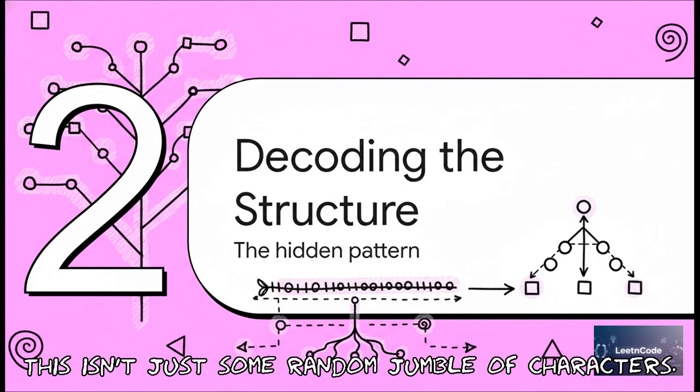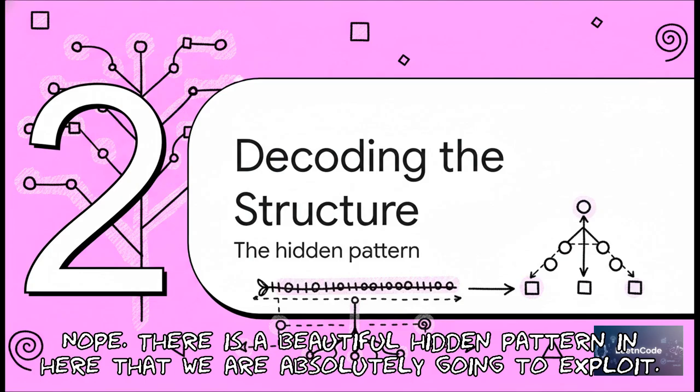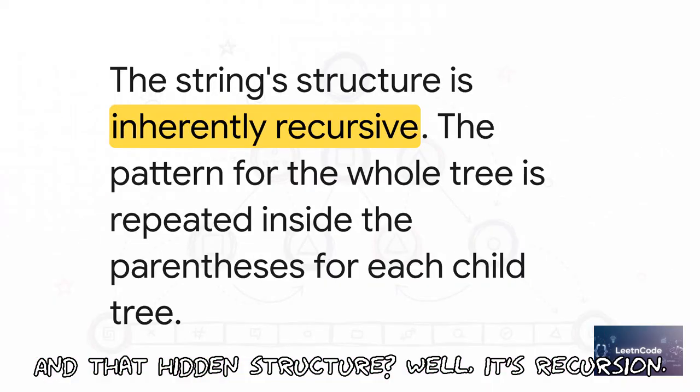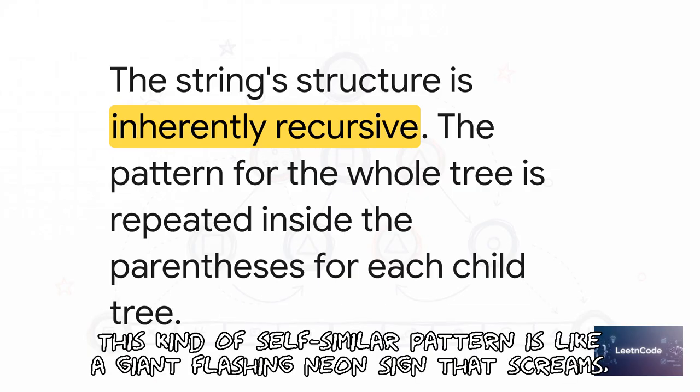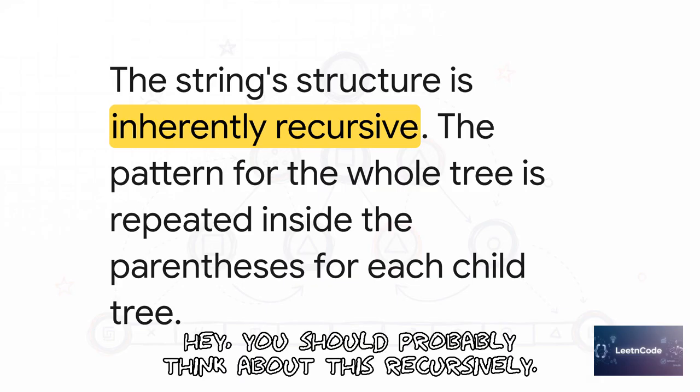This isn't just some random jumble of characters. Nope, there is a beautiful hidden pattern in here that we are absolutely going to exploit. And that hidden structure, well, it's recursion. Think about it. The pattern for the entire tree is repeated inside the parentheses for every single child tree. This kind of self-similar pattern is like a giant flashing neon sign that screams, hey, you should probably think about this recursively.